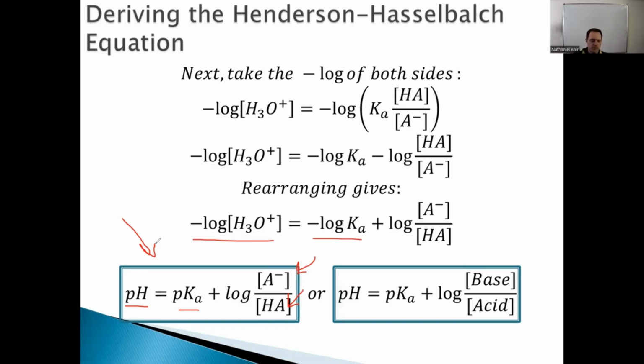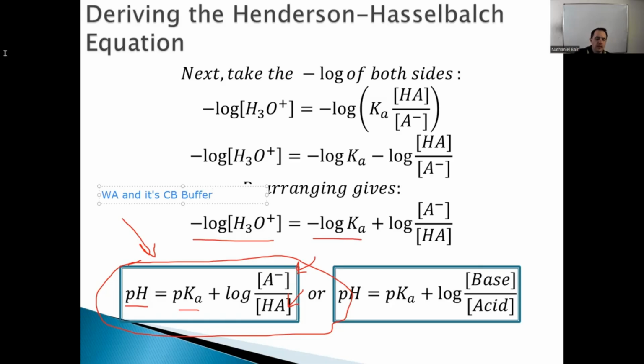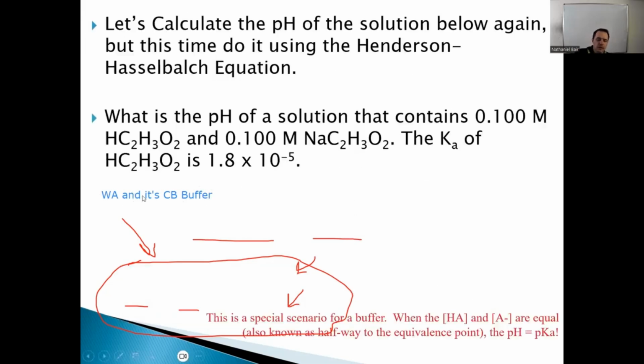They actually give that to you on the ACS final, and they don't give you a whole lot of equations on the ACS final. But you want to write that down and circle it. You're going to be using that Henderson-Hasselbalch equation quite a bit. Now, this is the Henderson-Hasselbalch equation for a weak acid and its conjugate base buffer.